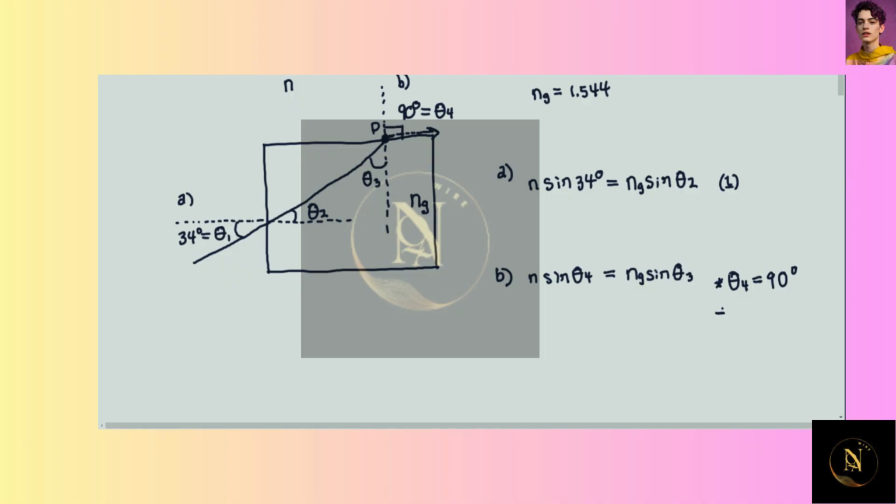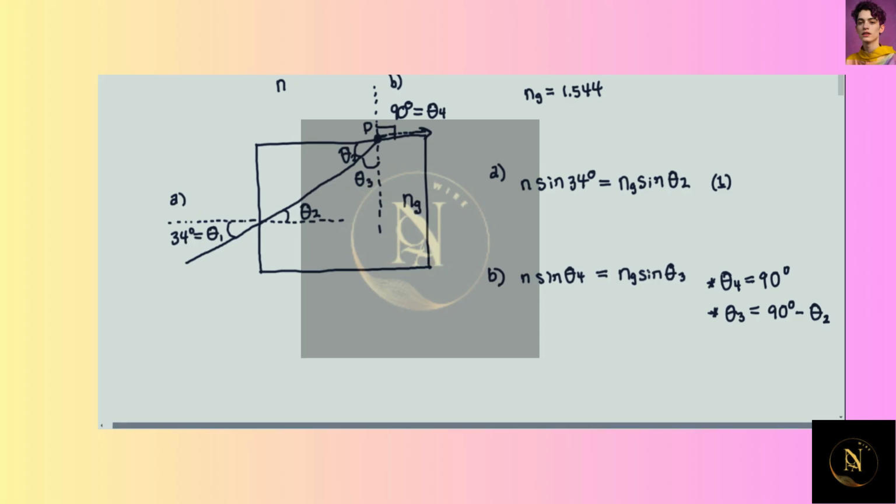Now for theta 3, however, we would use the interior angle theorem, that this one would be theta 2 because of the interior angle theorem of this, as you can see over here. And since we know that this would be 90 degrees, theta 3 would be 90 degrees minus theta 2. And we have theta 3. Look at that. Now let's plug everything in.